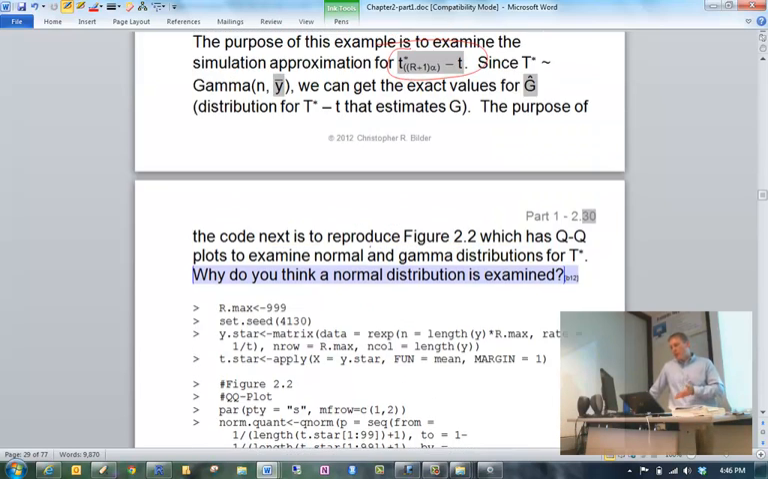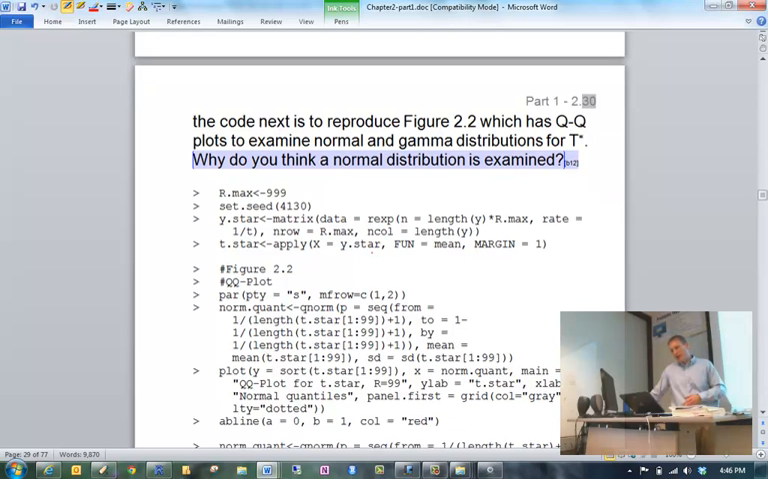First though, remember what t is. It's a simple sample mean. And we know from the central limit theorem that the sample mean has a normal distribution for a large sample. N is equal to 12 here. What do you think? Might not work out well.